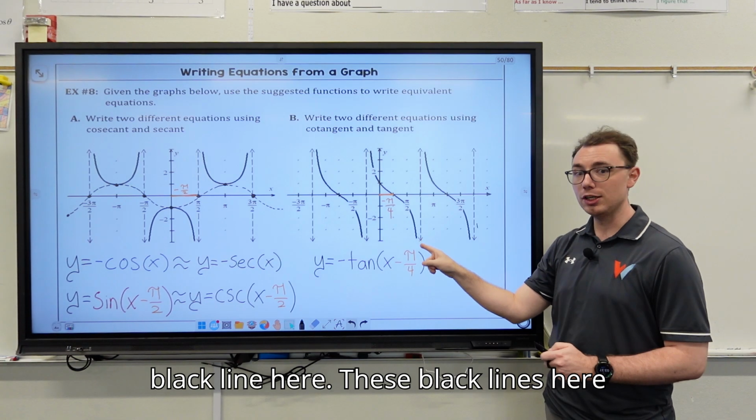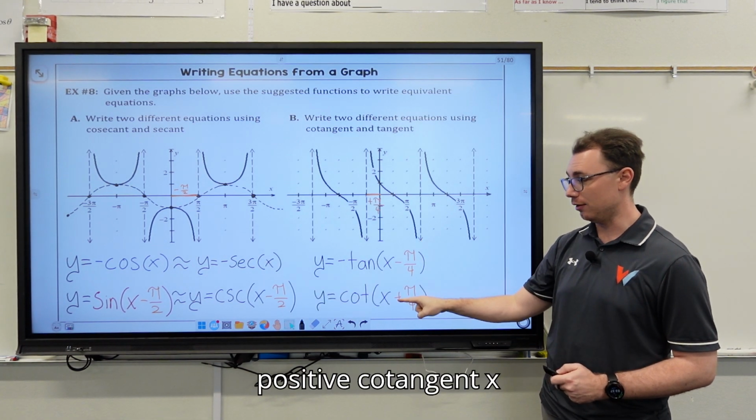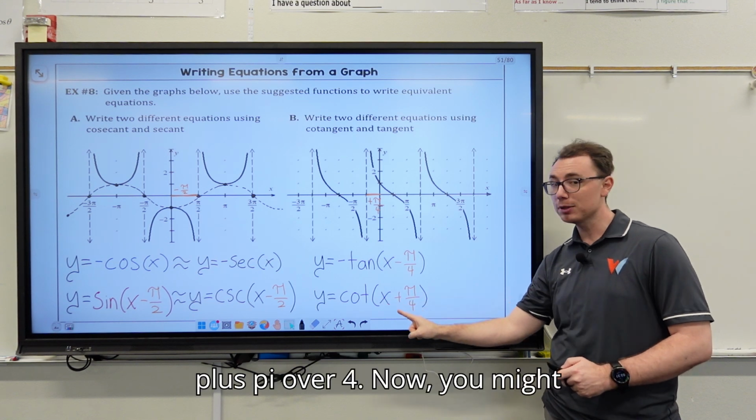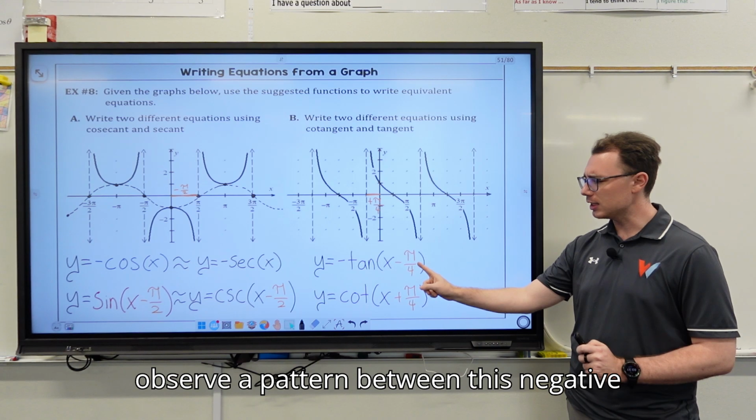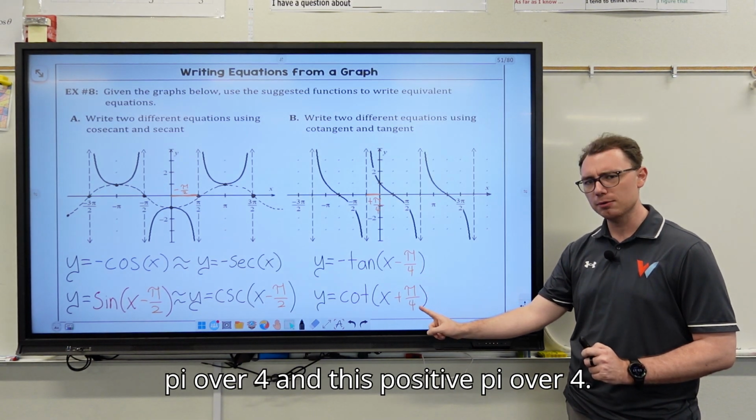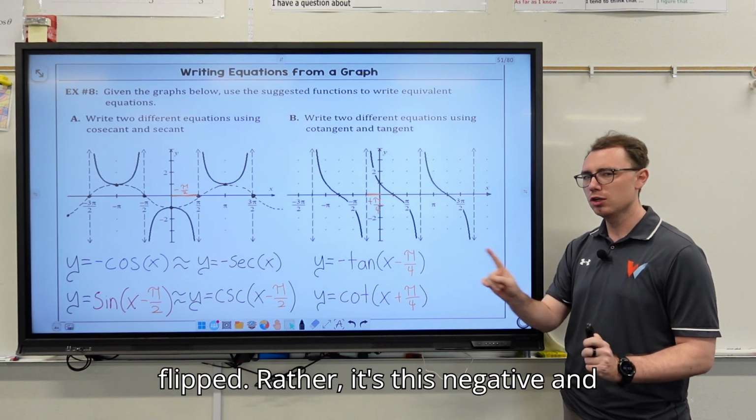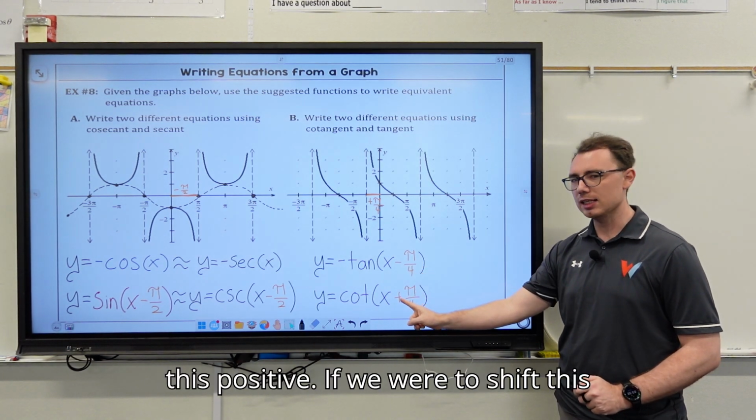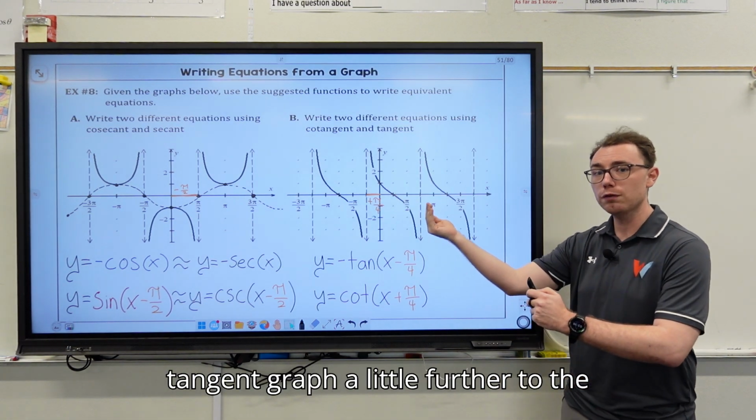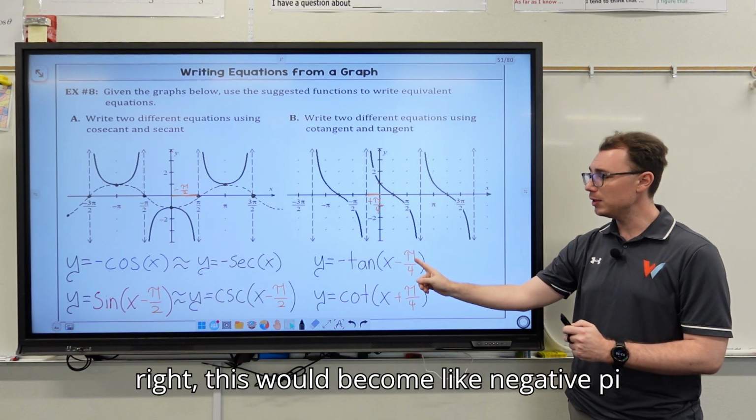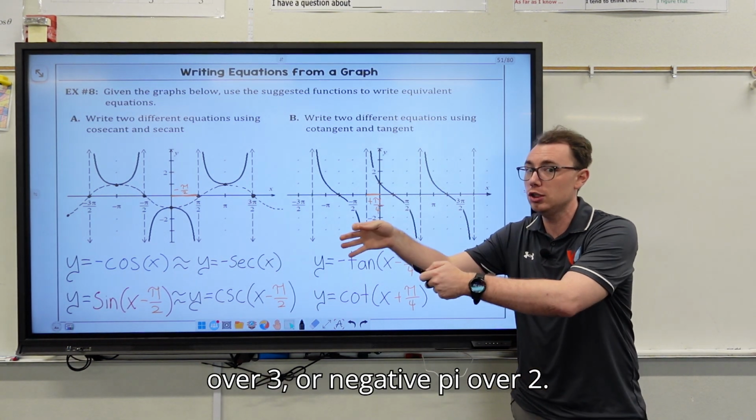These black lines here are also the exact equation of positive cotangent of x plus pi over 4. Now, you might observe a pattern between this negative pi over 4 and this positive pi over 4. It's not the values that happen to be flipped, rather it's this negative and this positive. If we were to shift this tangent graph a little further to the right, this would become like negative pi over 3 or negative pi over 2.